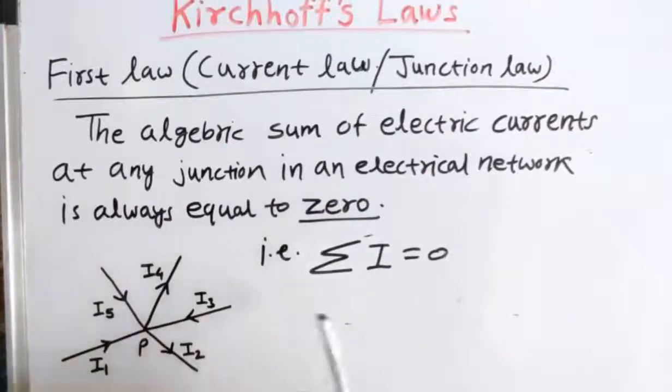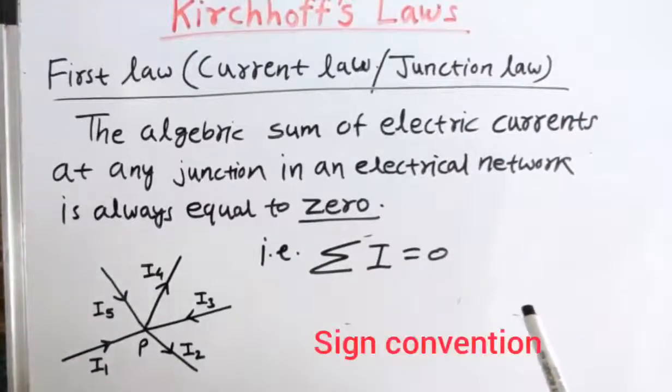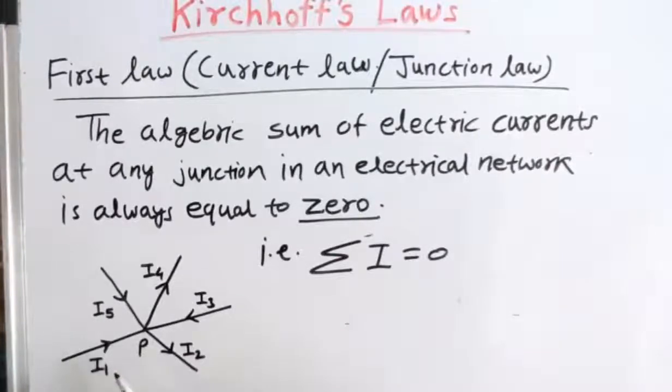Now in order to make use of this law, we need to understand the sign convention used in Kirchhoff's first law. The sign convention is very simple. In this figure, as you can see, the currents which are approaching the junction are treated as positive, whereas the currents which are leaving the junction are treated as negative. Therefore, the currents I1, I3 and I5 are approaching the junction, so we treat them as positive, whereas the currents I2 and I4 are leaving the junction, so we treat them as negative.